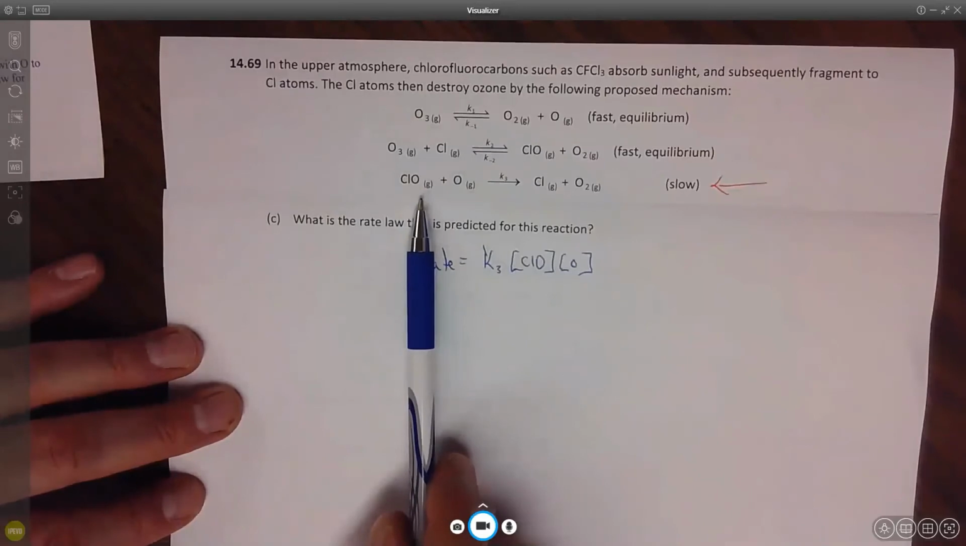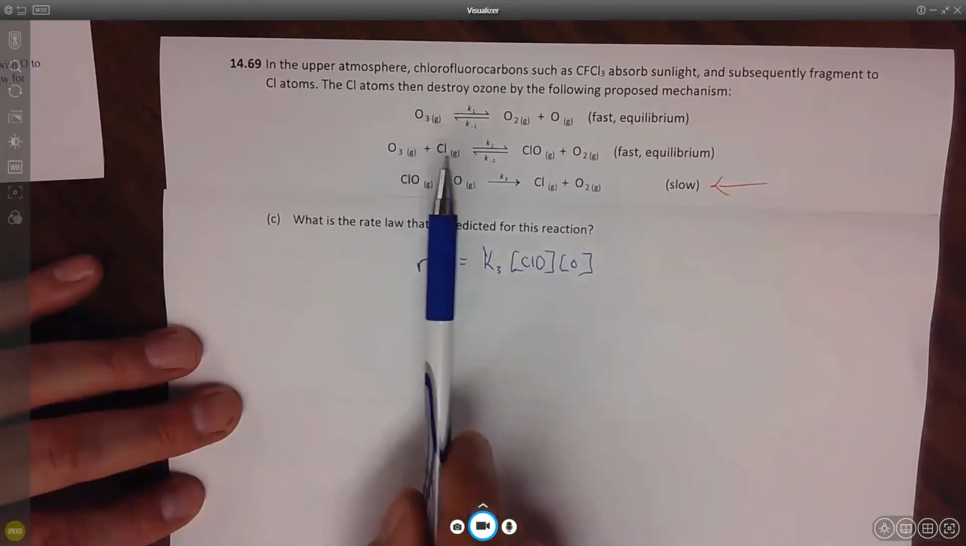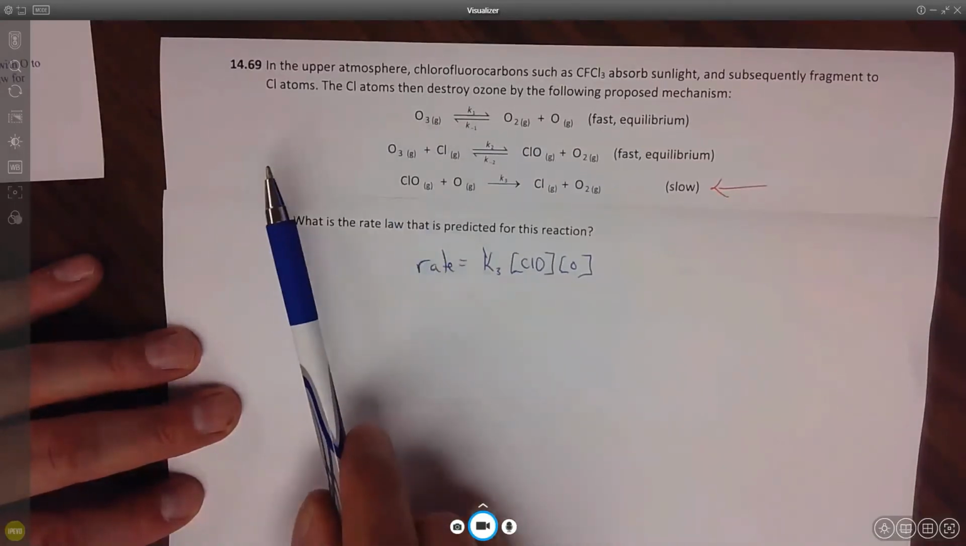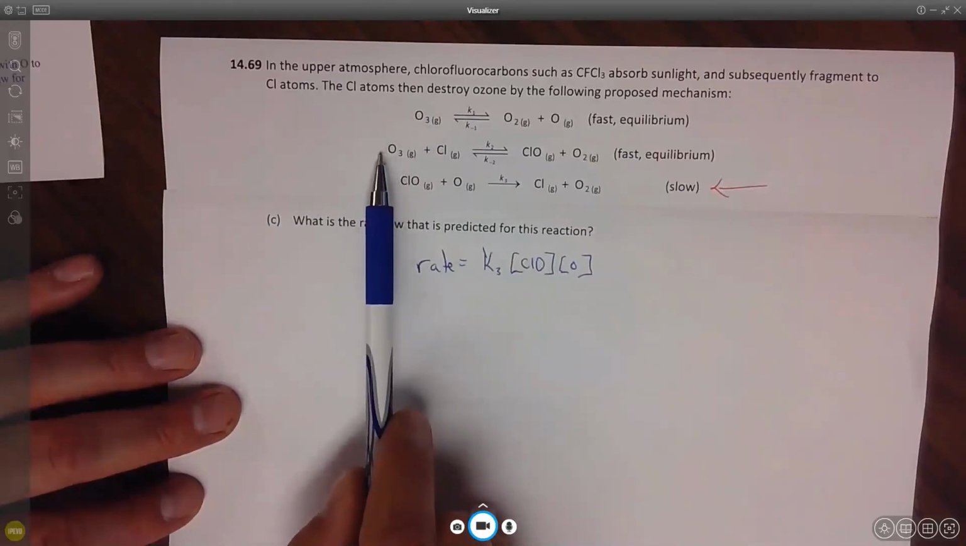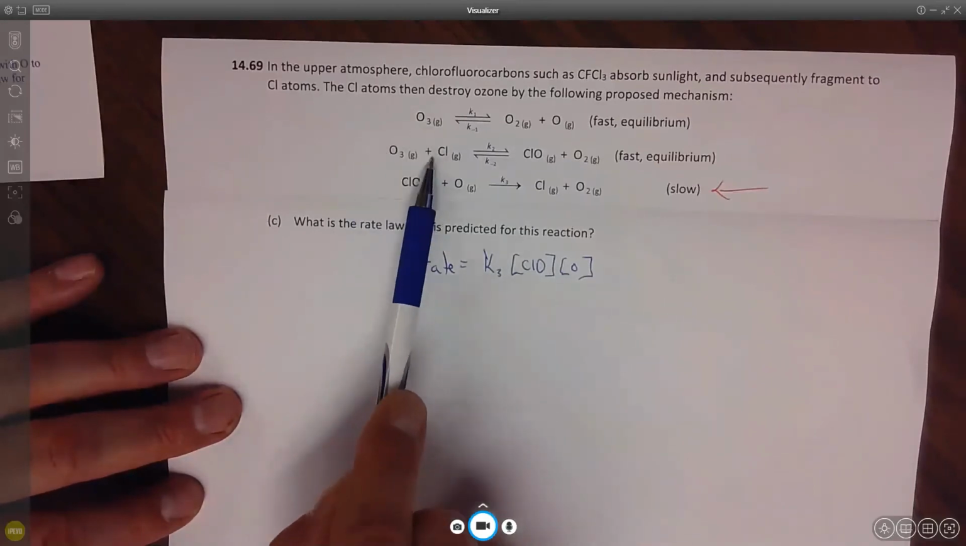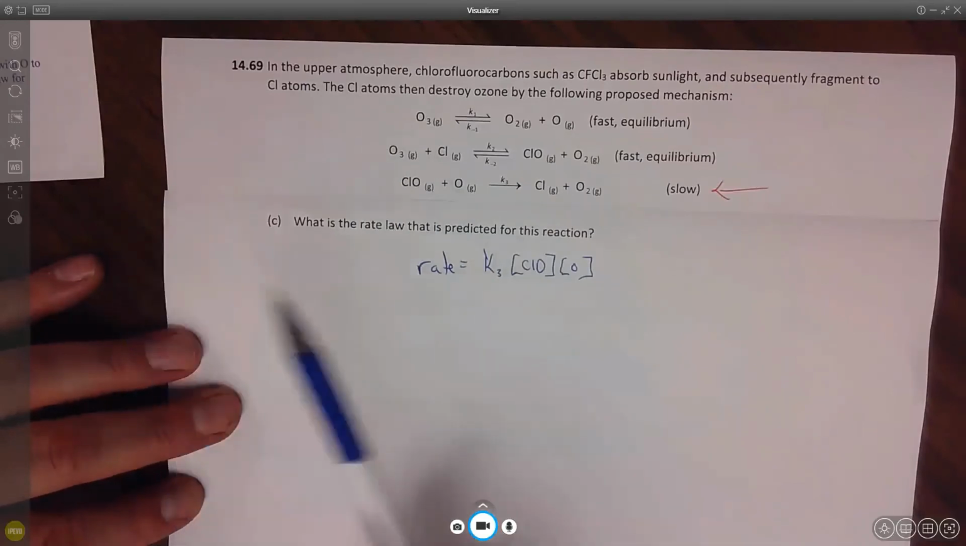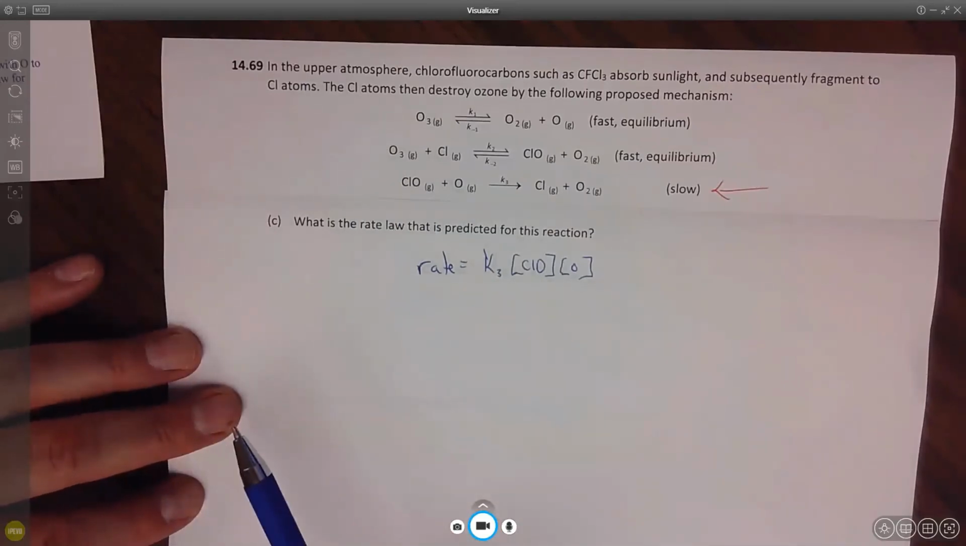Bimolecular. Yeah, right. So if we have one particle, it's basically decomposing. In this case, it's absorbing UV, but we're not going to see that in the balanced chemical equation. So there's only one reactant, so that would be unimolecular. If there's two, that would be bimolecular. And if there was three, it would be termolecular. Now remember, the coefficients count, right? So if there was a coefficient of 2 in front of the O3 and a 1 here, that would be 3 particles, and that would be termolecular. Okay, now coming back to the predicted rate law.